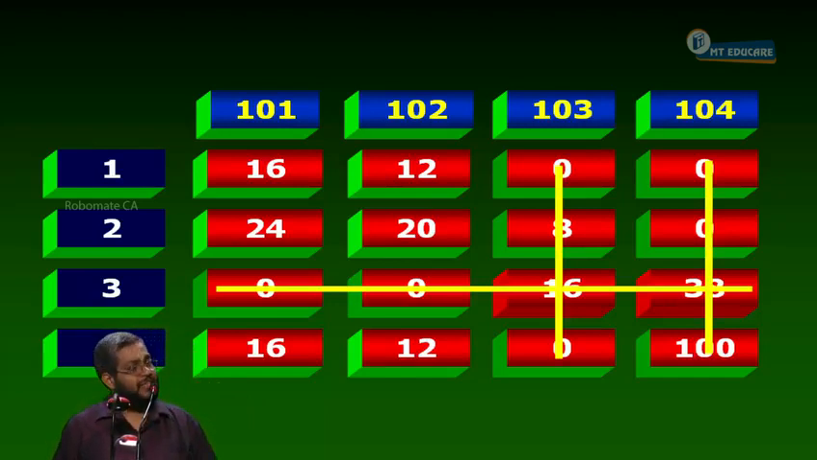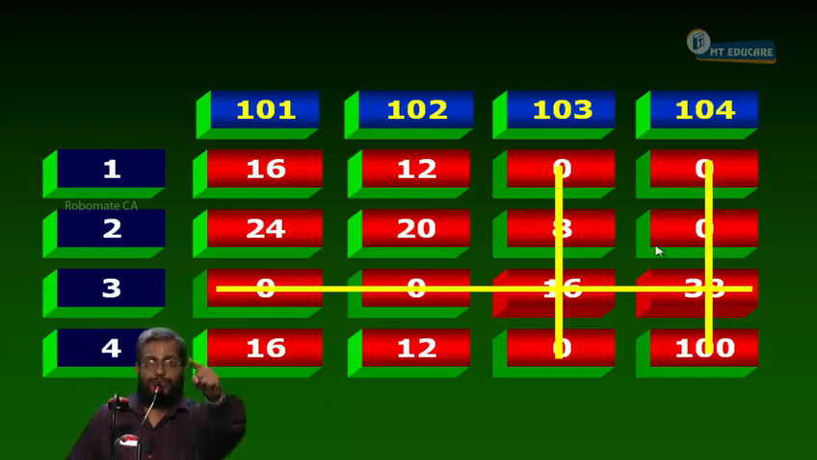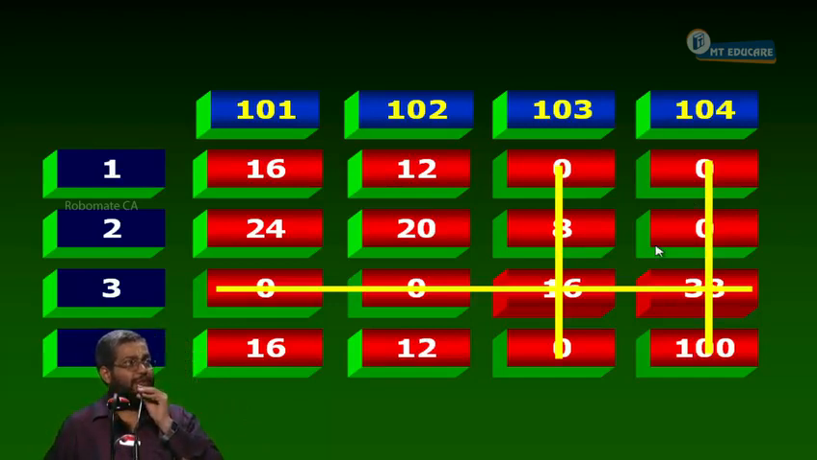Step 7. Is the number of lines equal to the order of matrix? Can I say the number of lines is equal to 3? Number of lines is equal to 3. Order of matrix is equal to 4 by 4. Number of lines is 3, order of matrix is 4 by 4. Degeneracy continues. Degeneracy continues, so do further improvement.